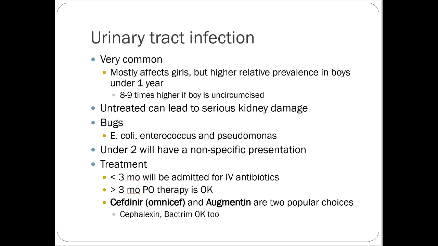Kids under 2 will have a really specific non-presentation. They aren't going to tell you they have dysuria, right? They might just be crabby and cranky. The treatment, if less than 3 months old, they're usually admitted to some pediatric hospital for IV therapy. Over 3 months, usually PO is okay at that time, and usually treating pretty aggressively, so usually going straight to a third-generation cephalosporin, specifically Ceftonir is a good one to use. Augmentin is also good, has good coverage against most things as well.